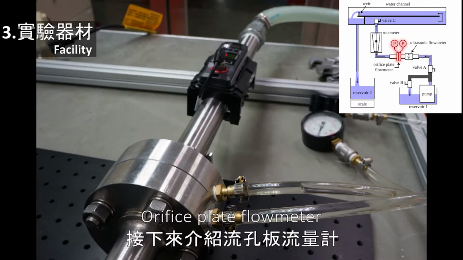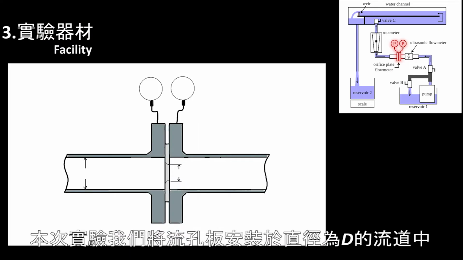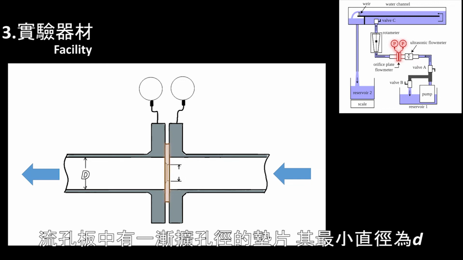Now we're looking at the orifice plate flow meter that is clamped between the two cylindrical casts. The cast is equipped with an upstream and a downstream pressure sensor. In detail, we installed the orifice plates in the pipe with the inner diameter capital D. And the diameter of the orifice plate is lowercase d.